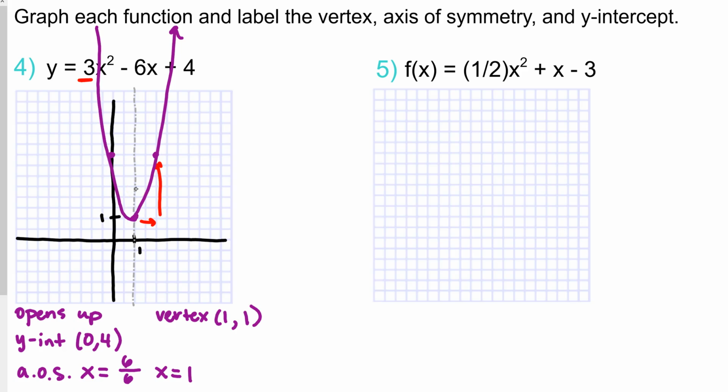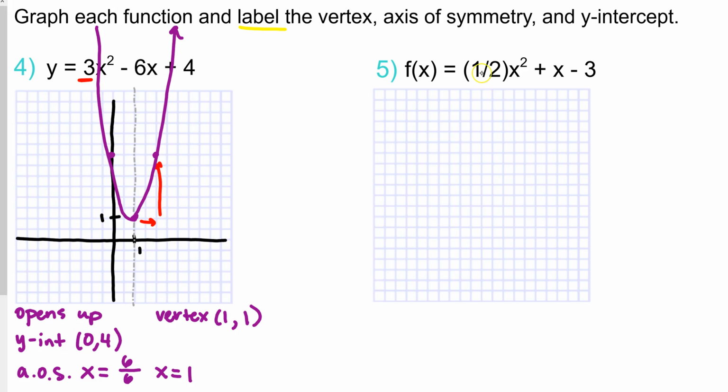Okay, so we have our graph. We have the vertex, axis of symmetry, and y-intercept. It does say label, and that might imply you should write those on the graph itself, but I think we have them written near enough to the graph that it's fine. So let's take a look at number 5.